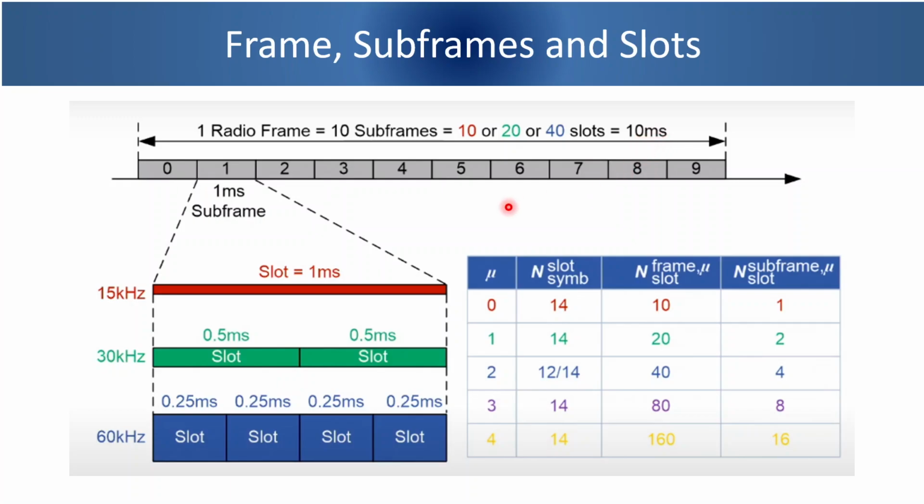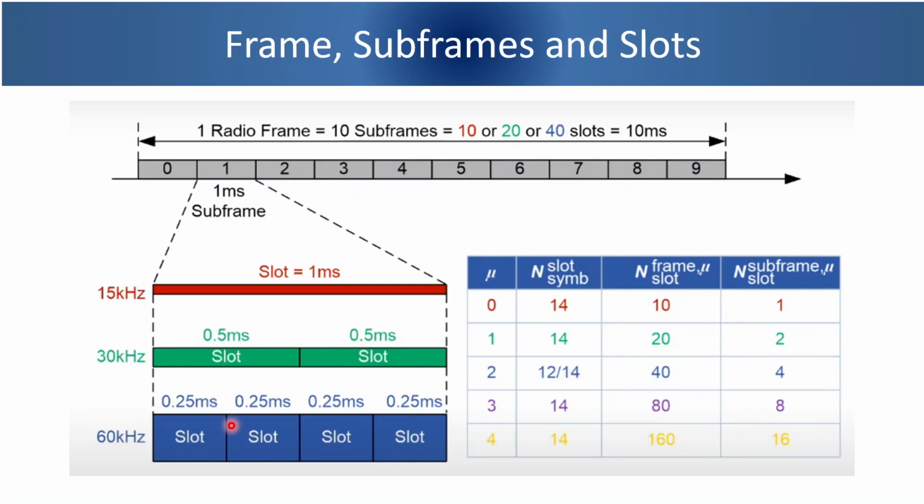and one frame will have 10 subframes 0, 1, 2, 3, 4 up to 9. So subframe duration will be 1 millisecond, 1/10 of frame size. Now one subframe will have one slot in case of numerology 0, two slots in case of numerology 1, four slots in case of numerology 2, and so on. For next numerology, number of slots will double.